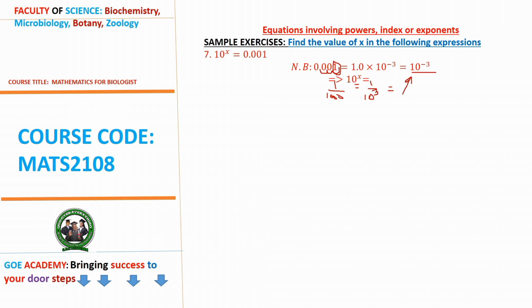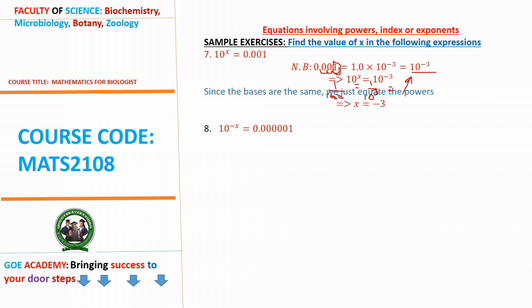So this implies that 10 raised to the power x will be equal to 10 raised to the power minus 3. And since the bases are the same, we just equate our powers and our value of x equals negative 3. Example 8. If we have 10 raised to the power minus x equals 0.0001, we follow the same approach.